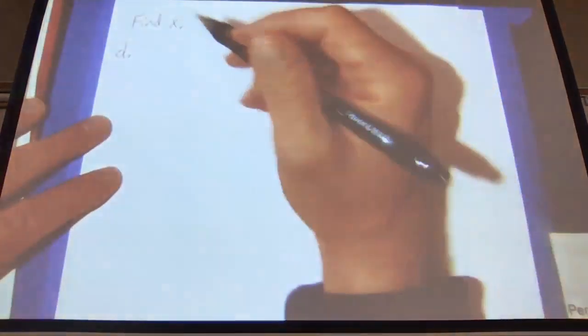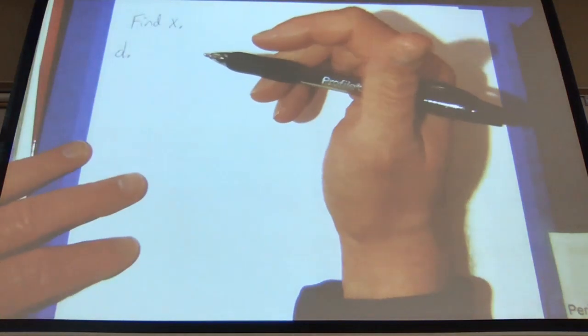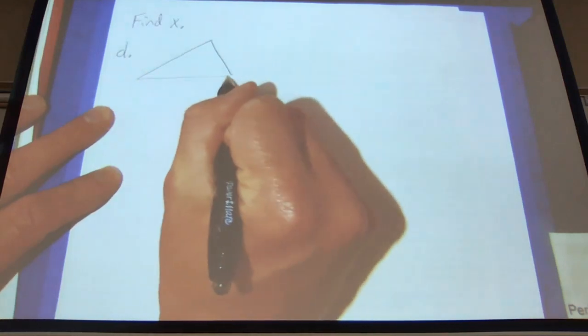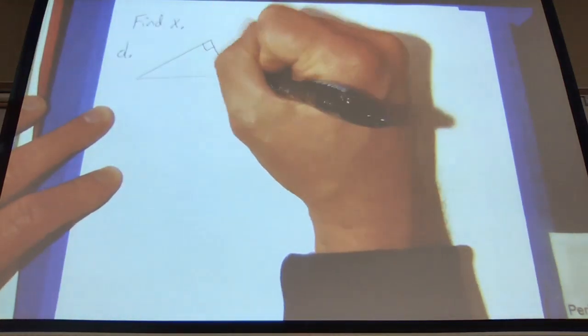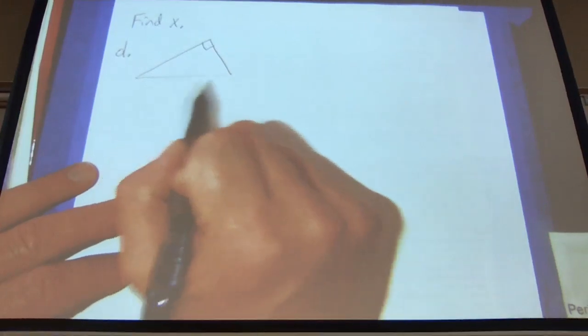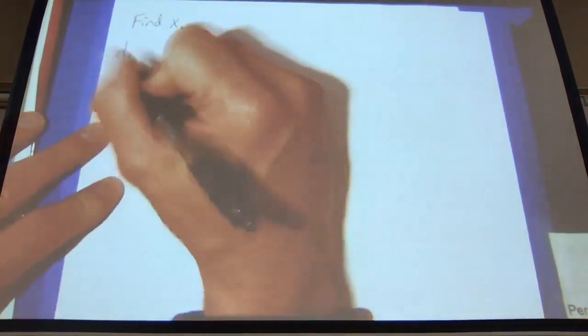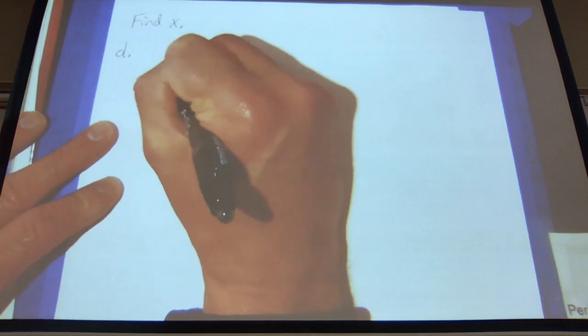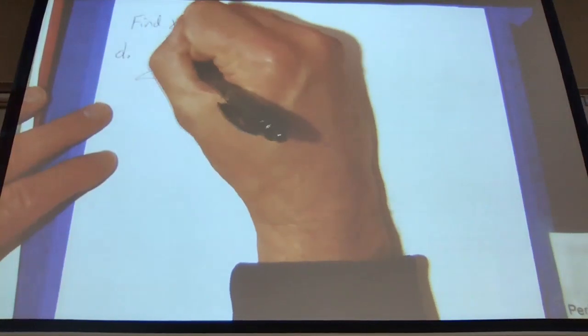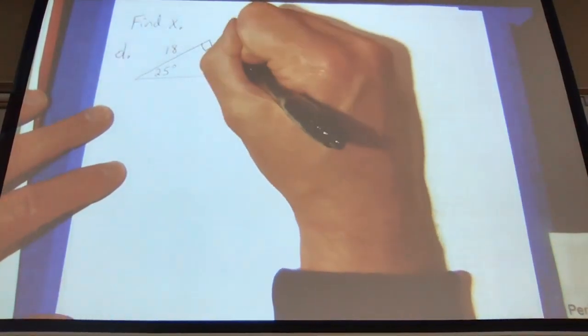All right, once again, we're going to start with a right triangle. And they're going to draw these right triangles all kinds of different ways. And then they're going to give you at least one of the non-right angles. Usually they just give you one, but sometimes they give you both. On this one, they're going to give us a 25-degree angle down on the bottom left. And then they're going to give you two other parts. We're going to have 18 here, we're going to have X here.